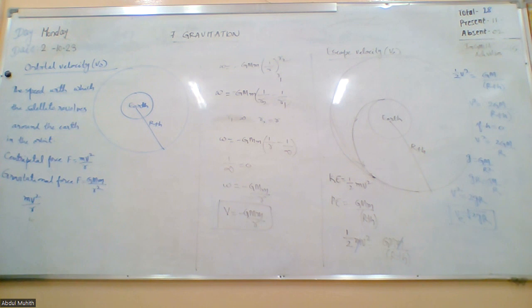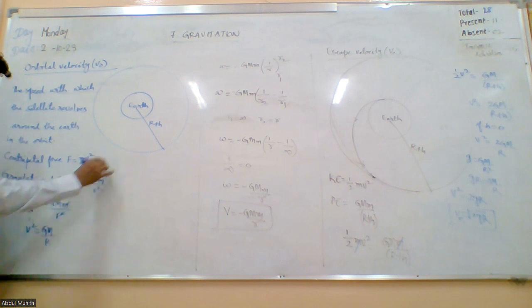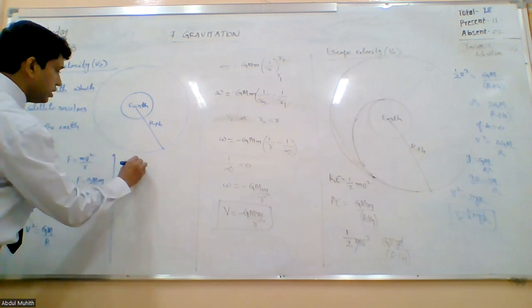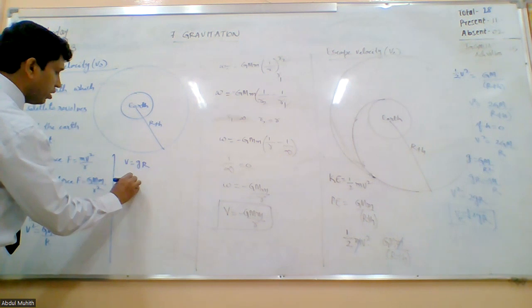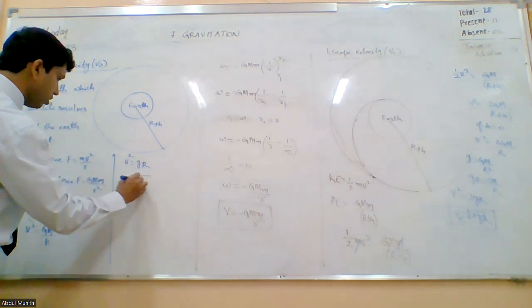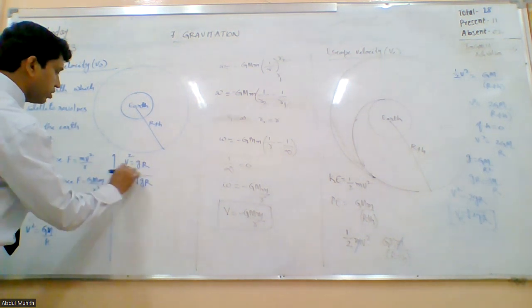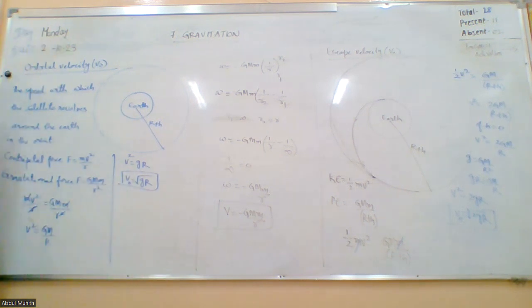If both the forces are balanced, then only it will keep on rotating around the Earth. So that is GMm by r square is equal to mv square by r. The m and one r will go away. So V square is equal to GM by r, and V is equal to square root of GM by r. This is the formula for orbital velocity.